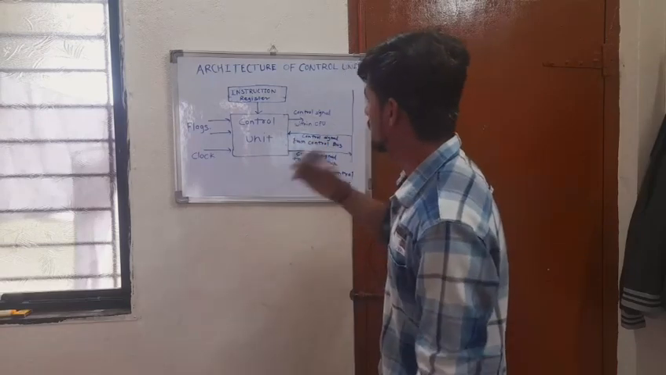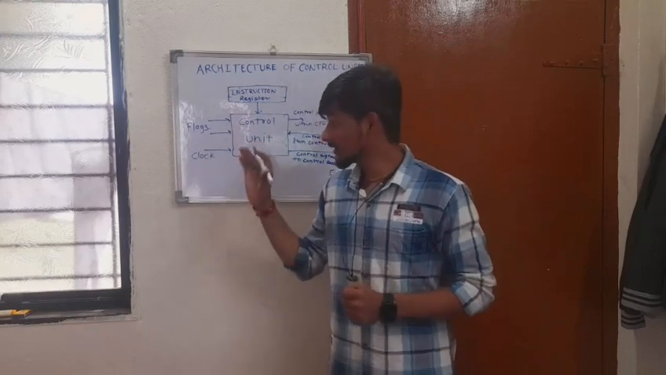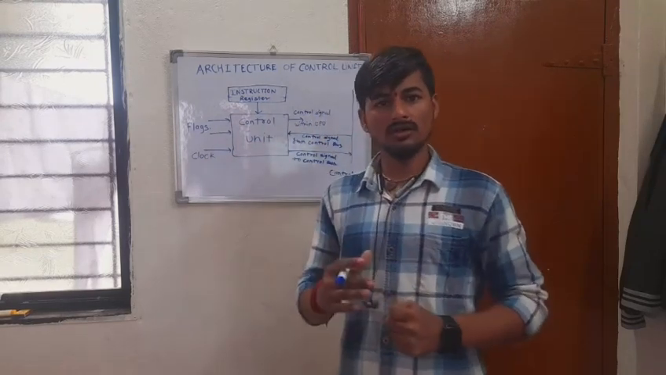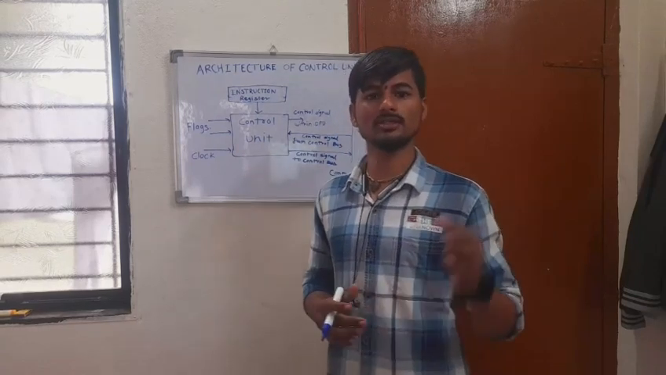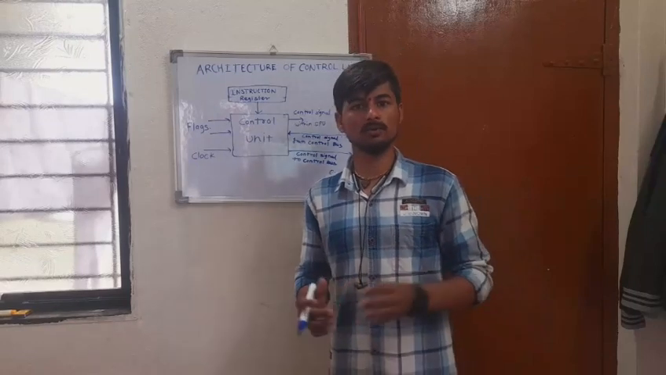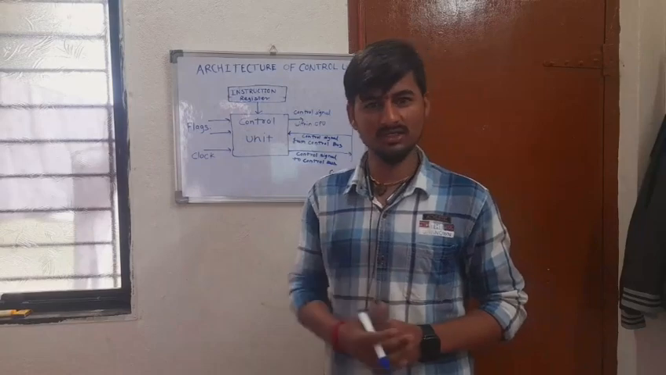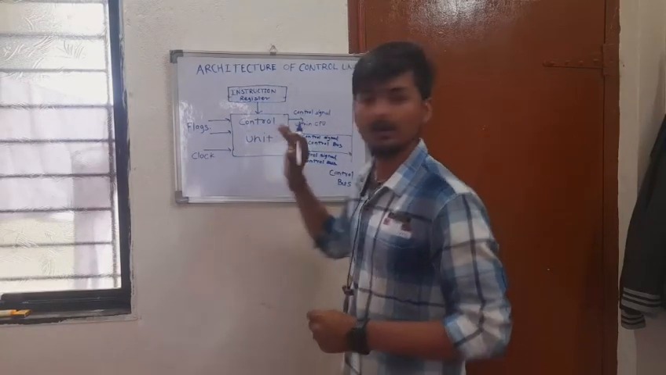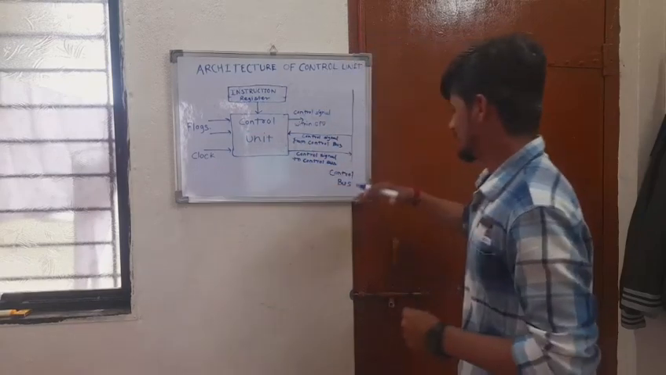Next component we are seeing is the clock. In the control unit, the clock coordinates the activity of components, ensuring instructions execute in the correct sequence by providing synchronization. One micro-instruction, and second is what we are seeing in this topic.